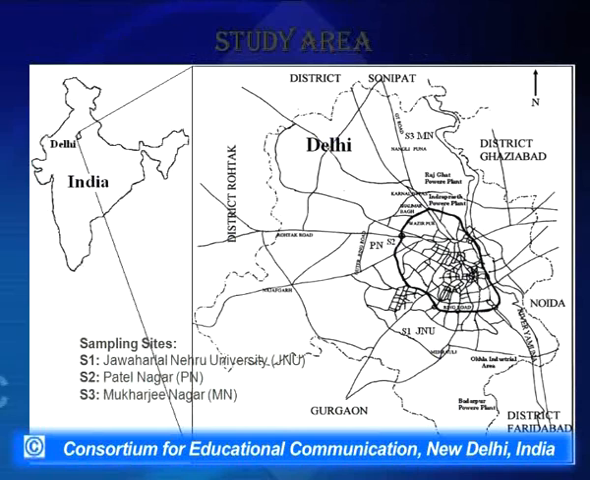These are the sampling sites where we did our monitoring. There were 3 sites where the monitoring was carried out: Jawaharlal Nehru University, Patel Nagar, and Mukherjee Nagar. They are represented in the map as S1, S2, and S3. You can look at it. PN is Patel Nagar, MN in the map is Mukherjee Nagar, and JNU is Jawaharlal Nehru University.